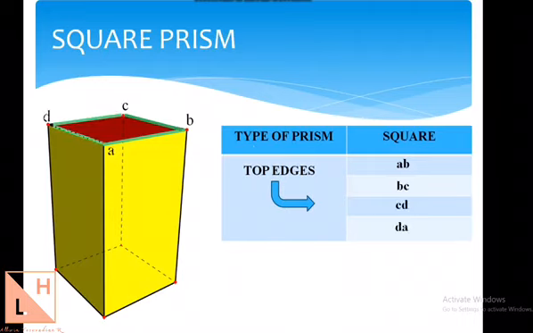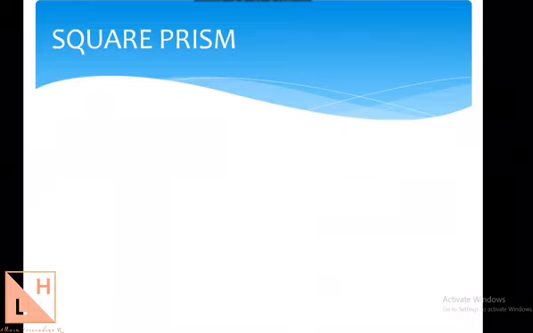If it is a pentagon, you're going to find 5 top edges. If it is a hexagon prism, you're going to find 6 top edges. That is the difference with respect to the different types of prism. Here we are talking about a square prism, so you will find 4 top edges. So now we have discussed the square prism's base edges and top edges.